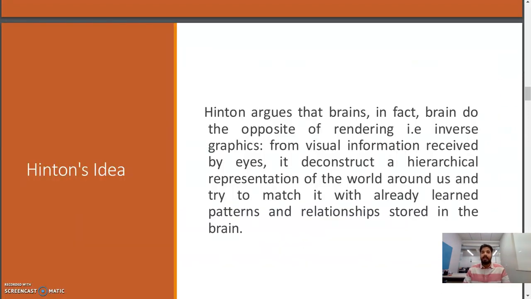So what did Hinton say? Hinton argued that the brain does the opposite of rendering, that is inverse graphics. From visual information received by the eye, it deconstructs a hierarchical representation of the world around us and tries to match it with already learned patterns and relationships stored in the brain. Let's simplify this. When we look at an object, we have previous experience of the same object, so we deconstruct the image into a 3D representation of it.